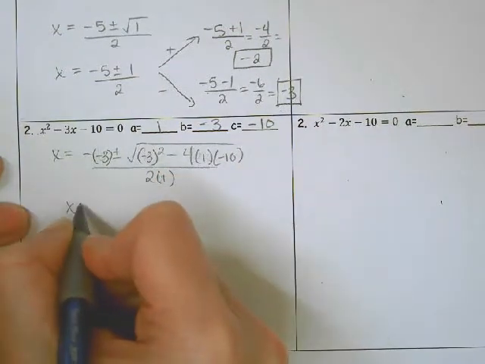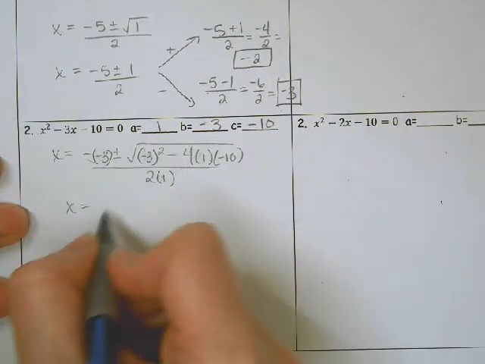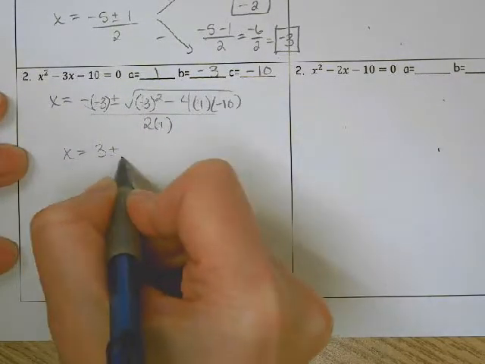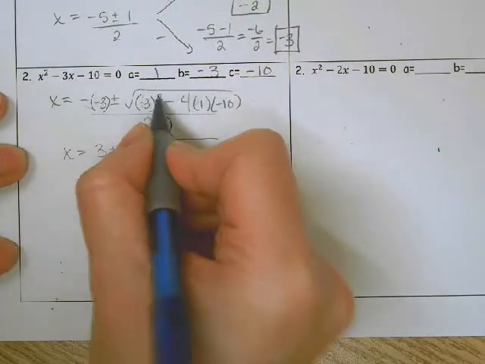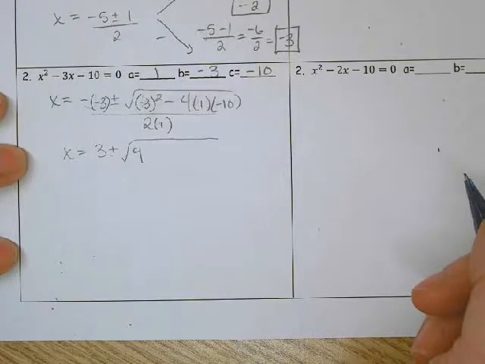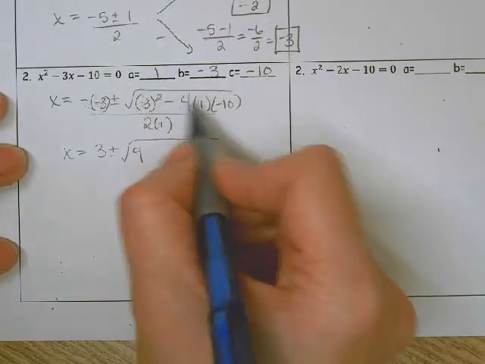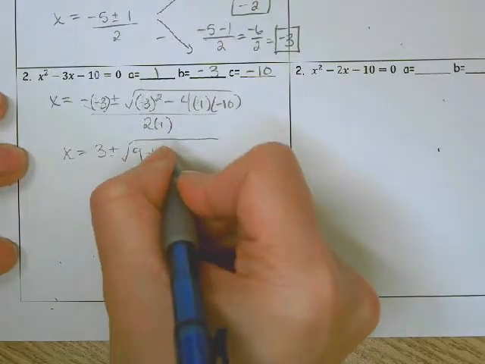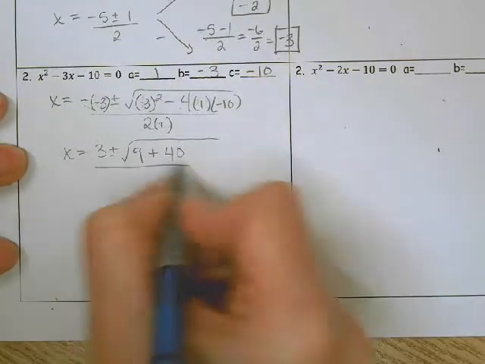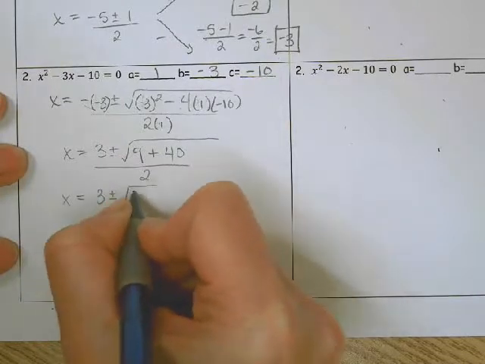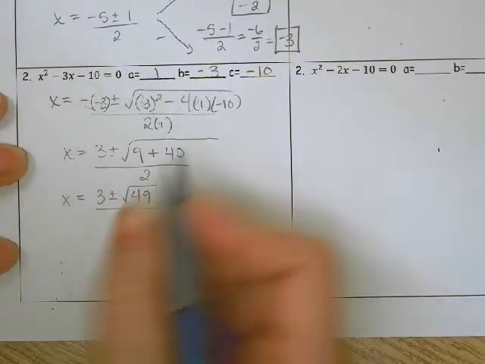So I've got x equals a double -3 is a +3. Scoot that up a little bit. So 3 plus or minus the square root. -3 squared is a +9. Be careful how you put that in your calculator, because if you don't have the parentheses, it'll tell you it's a -9, and then your numbers will be all kind of screwed up. Over here, -4 times 1 is -4, times -10 is a +40, so plus 40, all divided by 2. This is 3 plus or minus the square root of 49, all divided by 2.